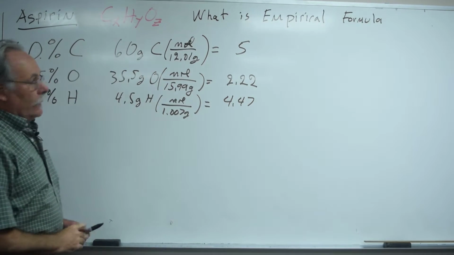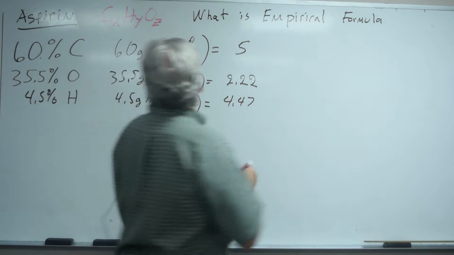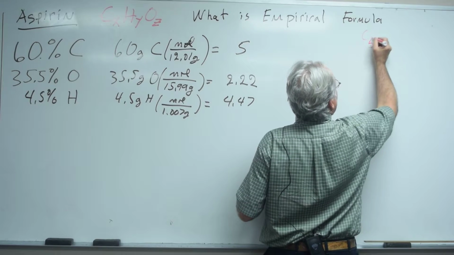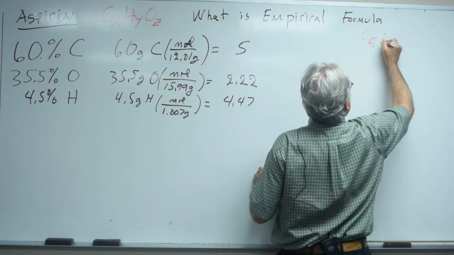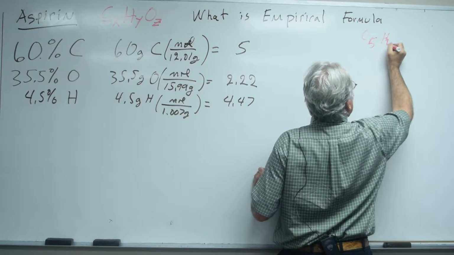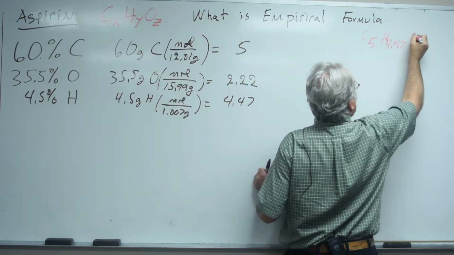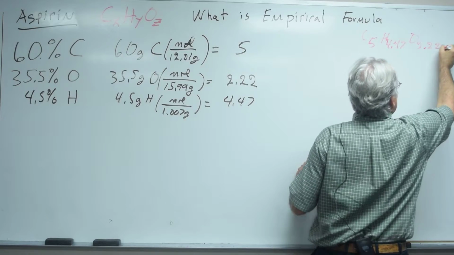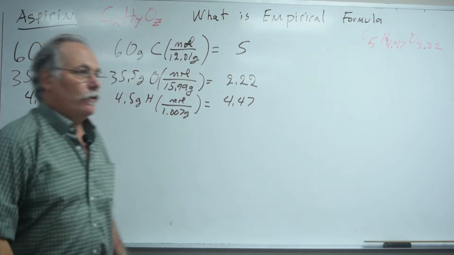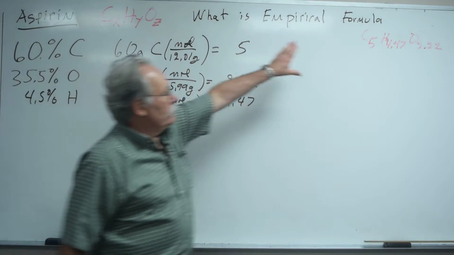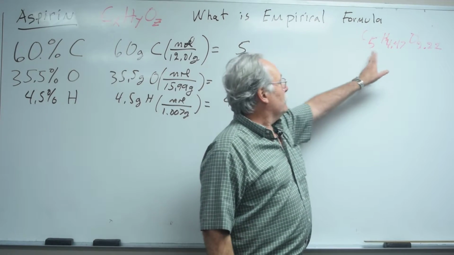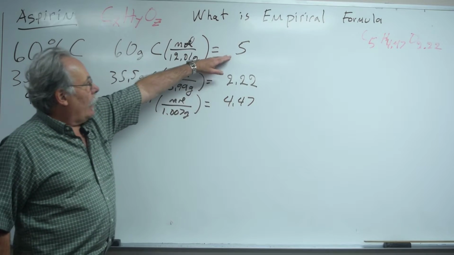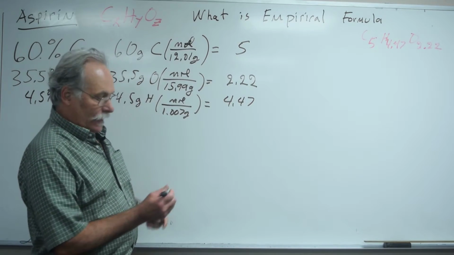So I now actually have a formula, okay? My formula is C5 H4.47 O2.22. But these are not the lowest whole number ratio, so this is not an acceptable formula. These must be integers. So the next thing I do is divide by the smallest number.